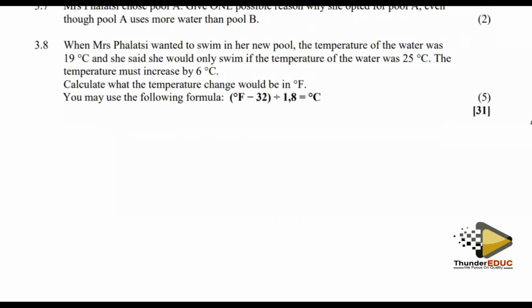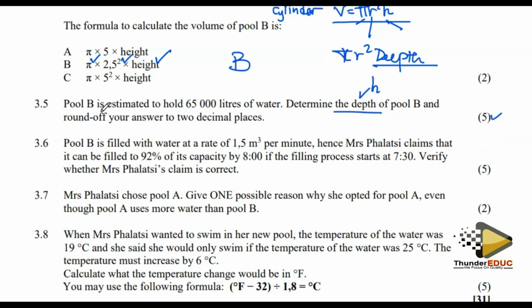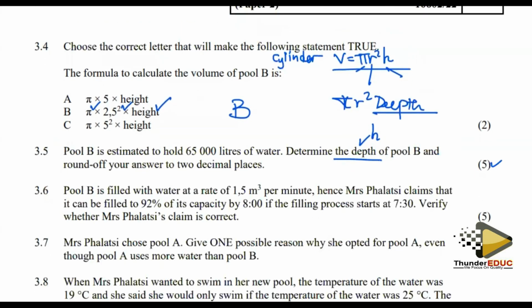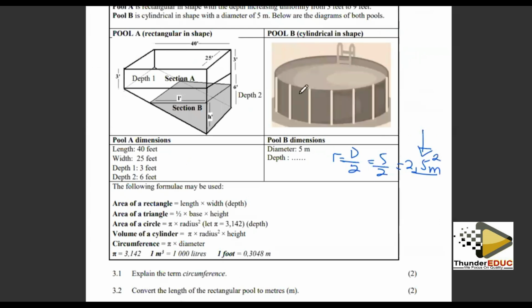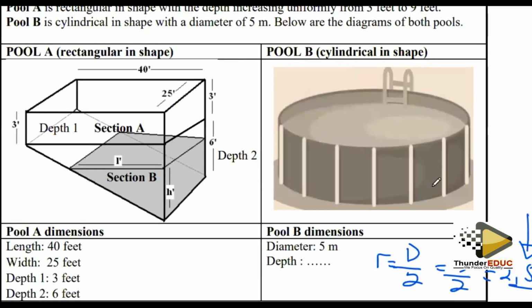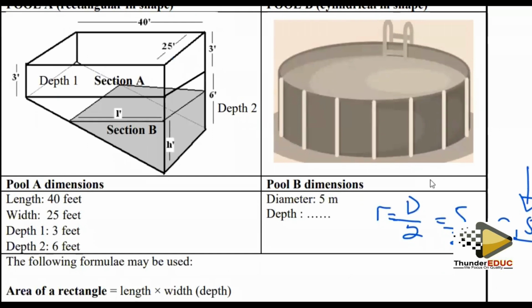What you're going to do for me is pool B. Pool B, everyone has seen it. It's a cylinder. So if volume is the same as pi r squared D, how do you get D? This will be V divided by pi r squared, because you're making D the subject.